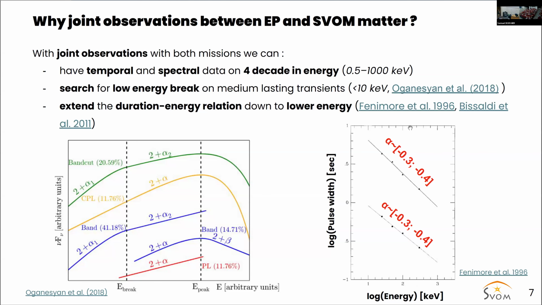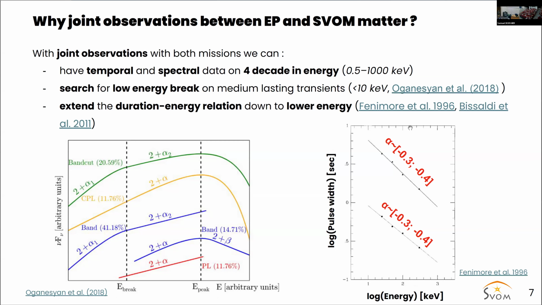So now you may ask, why do we care about joint observations with both missions? First, because it gives you an incredible sample of the spectrum over 40 keV of energy, from 4 keV to a few MeV.